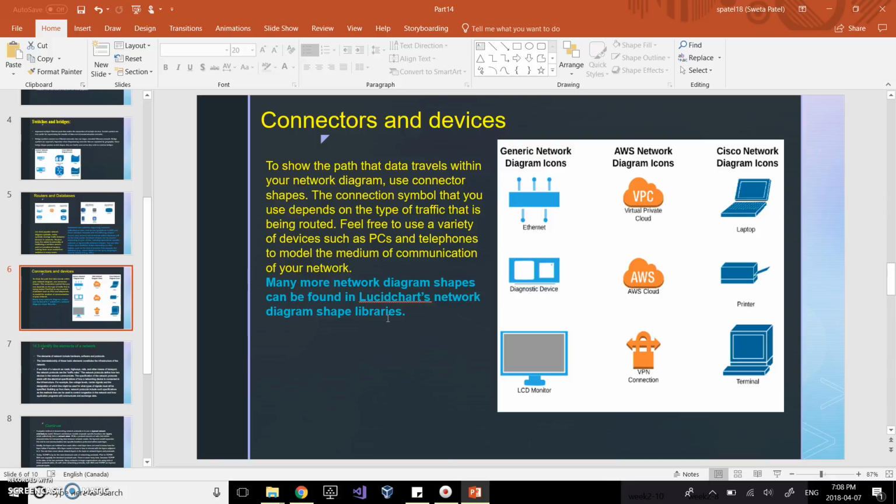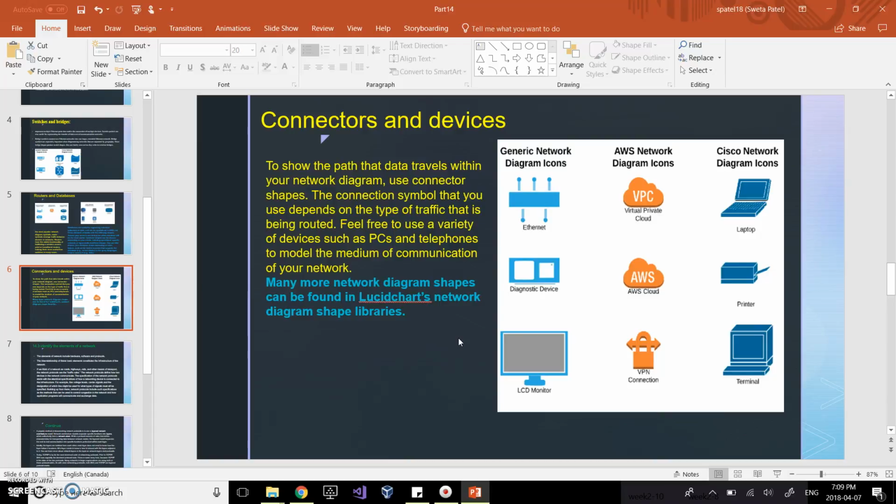These are connectors and devices. This is again general diagram icons like Ethernet, diagnostic devices, LCD, and this is AWS connectors. And this is Cisco, like laptop, printer, or all of this. To show the path that data travels within your network diagram, use connector shapes. The connection symbol that you use depends on the type of traffic that is being routed.